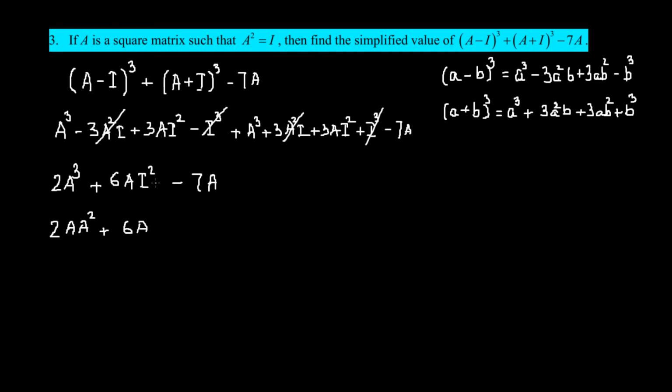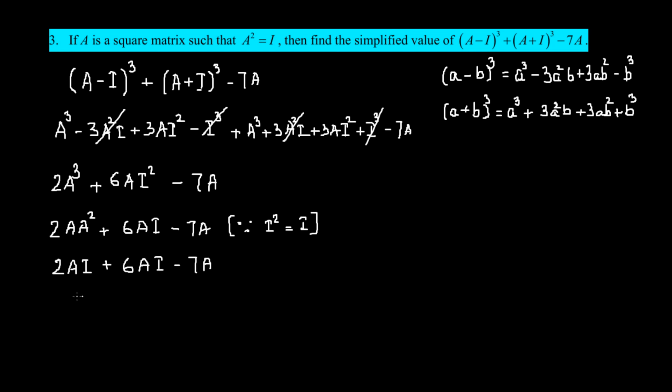Now I squared. So what does I squared mean? It's the identity matrix multiplied by itself. That will simply give us the identity matrix I. So I'll write here, since I squared is equal to I. Now A squared, according to the question, A squared is I. So I've substituted the value of A squared with I. Plus 6A I minus 7A.